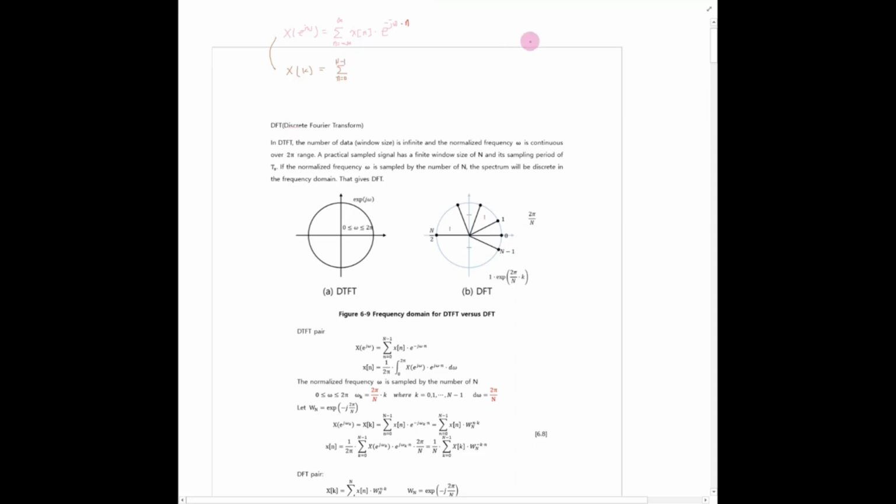So we assume that the data is given as N points. This is sequence index n. Data is given for n equals 0, 1, 2, 3, like that, and the final data is n equals N minus 1. So we have N data, and we only take the DFT over here.